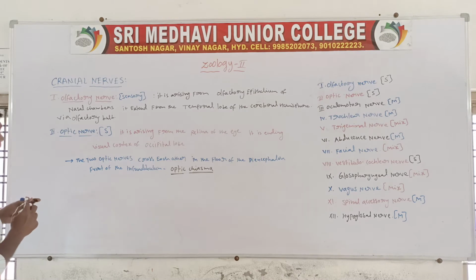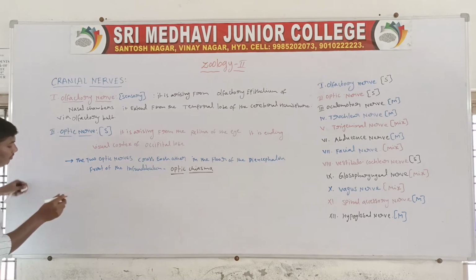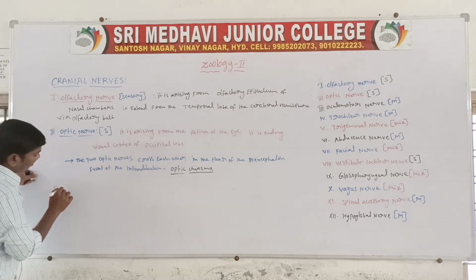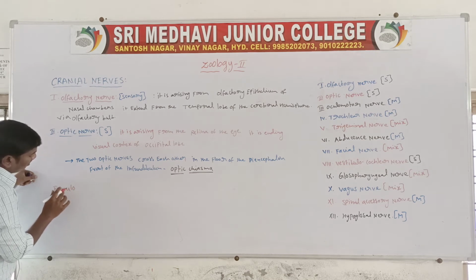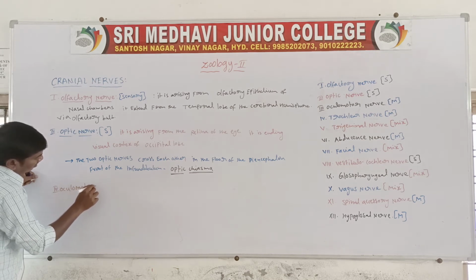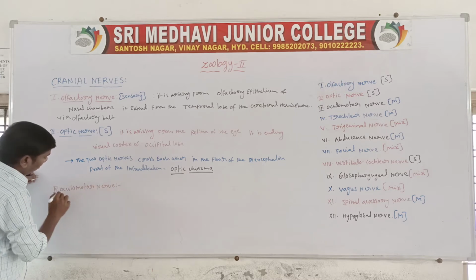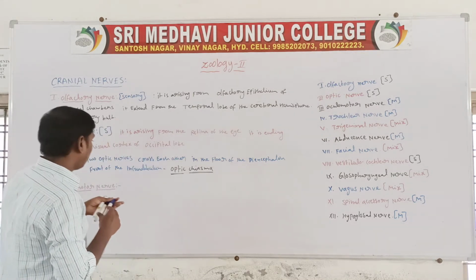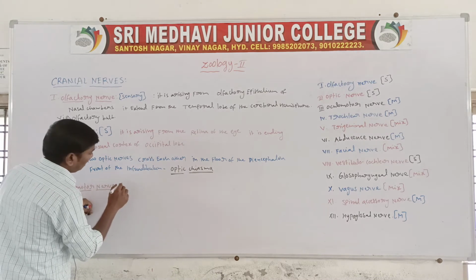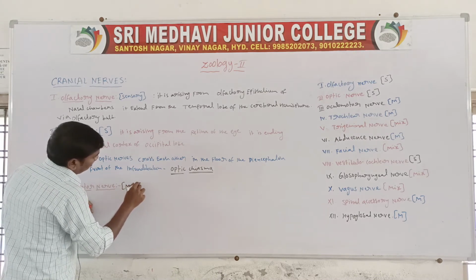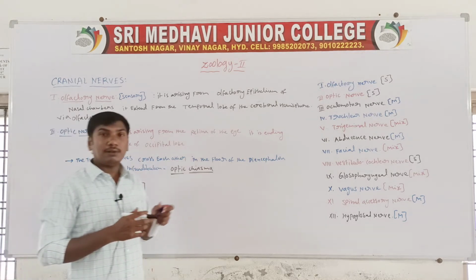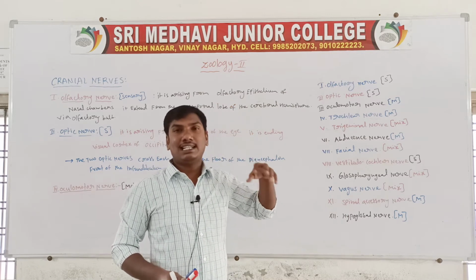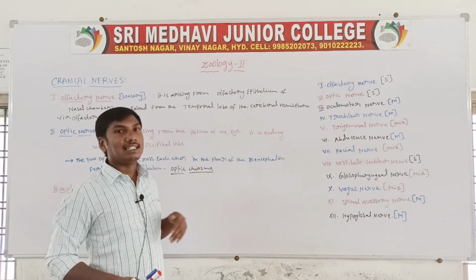Next one, the third one, the oculomotor nerve. This oculomotor nerve is a motor nerve. Motor nerves start from the central nervous system and end at the organs.